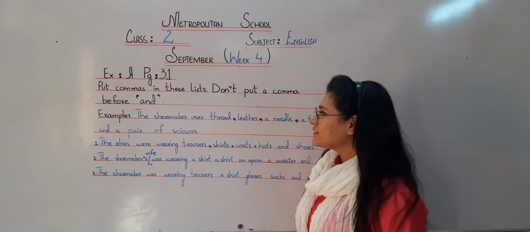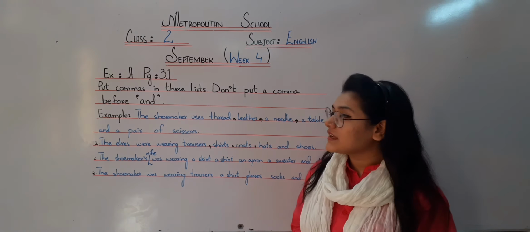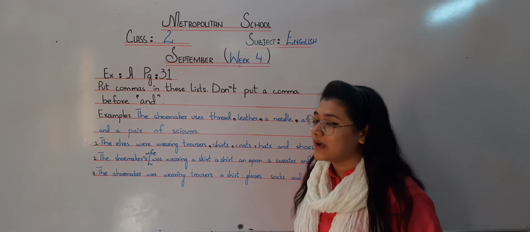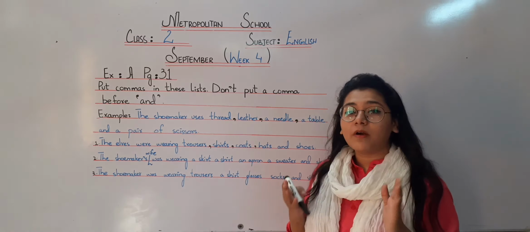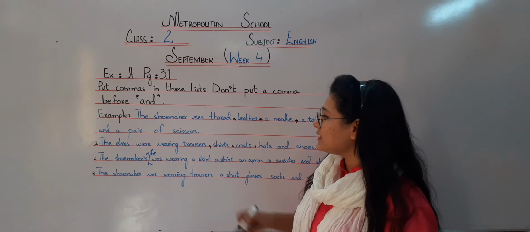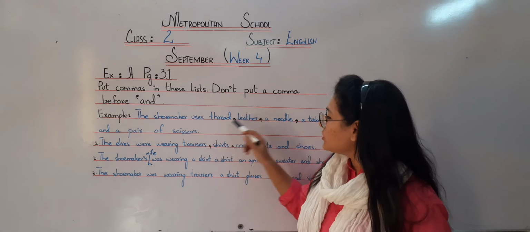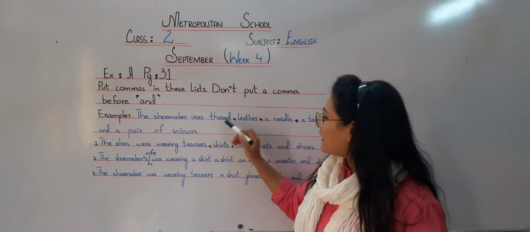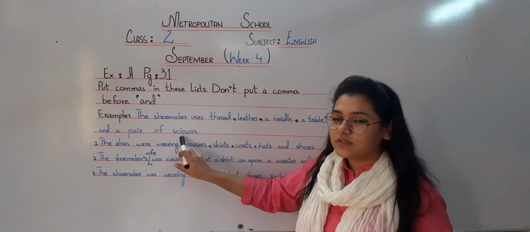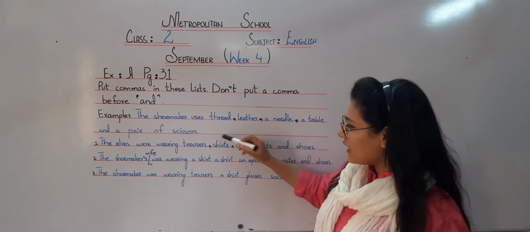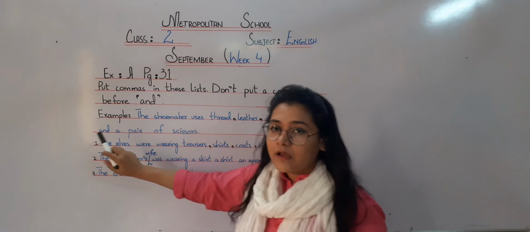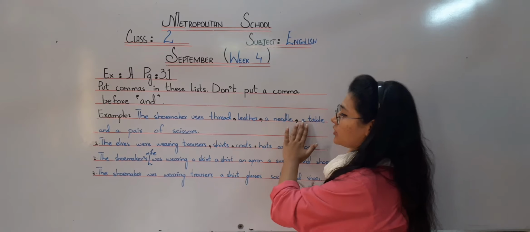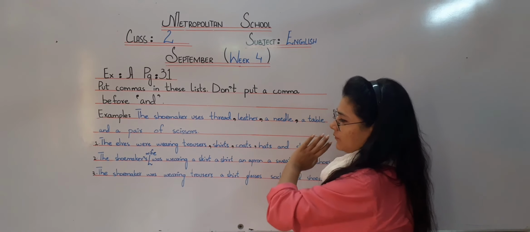Okay students, the exercise which we are going to do now is exercise A of page number 31, and in this exercise we have to put commas. Where do we put commas? When we talk about several things. As you all can see in this line, the shoemaker used several things to make a pair of shoes, right? He used thread, leather, needle, table and a pair of scissors. But before the last thing we have used and. We have to put commas before and, between the words, to differentiate them, right?